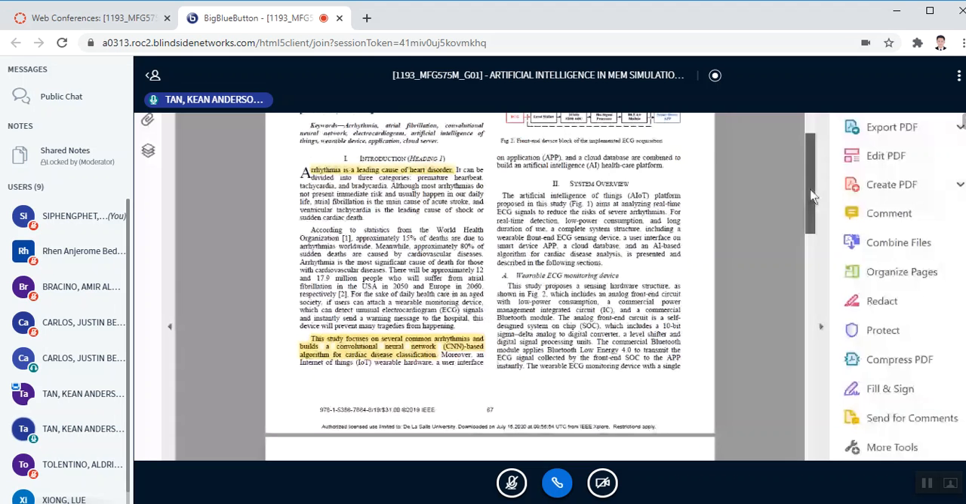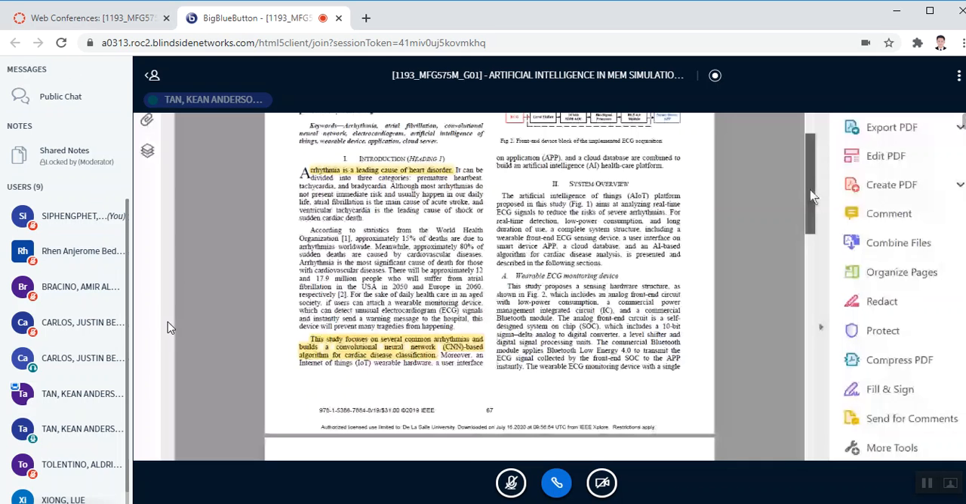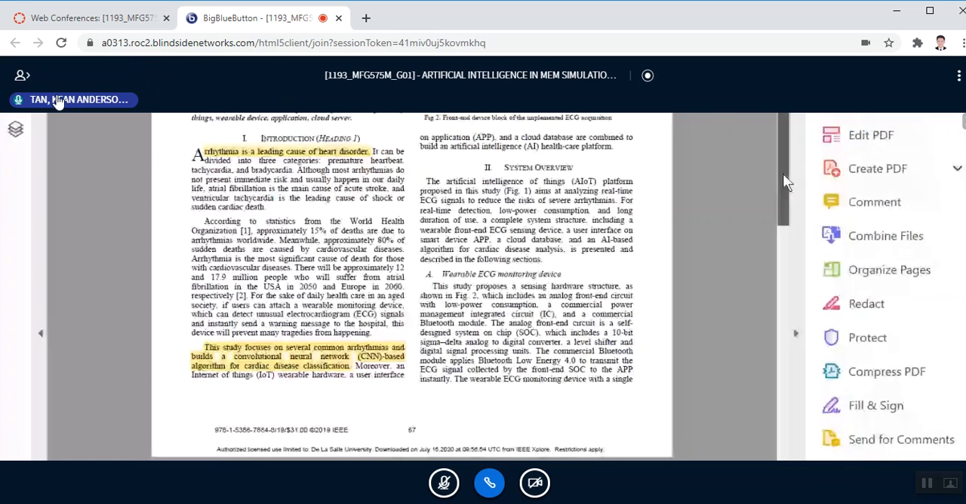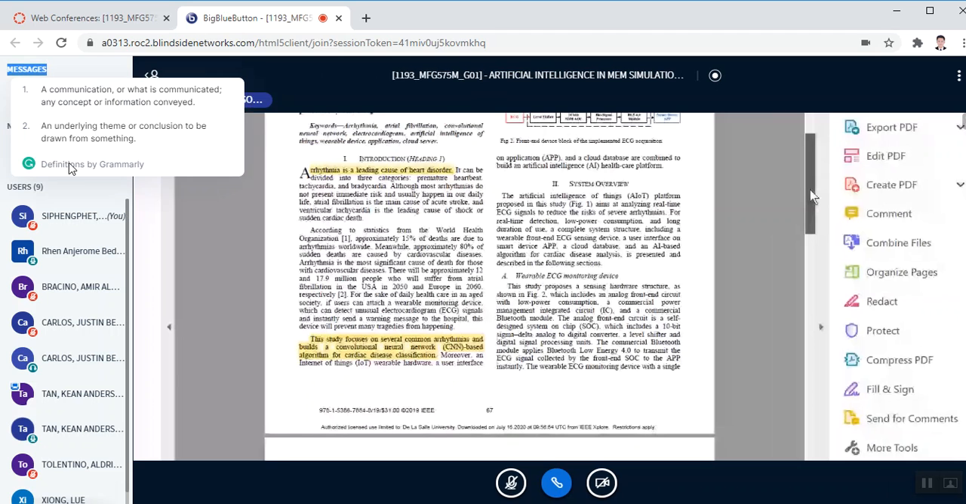As we move on, over here is the AI-based algorithm. The structure of this algorithm has two segments: the data pre-processing and the convolutional neural network model. The data pre-processing is further divided into three steps.